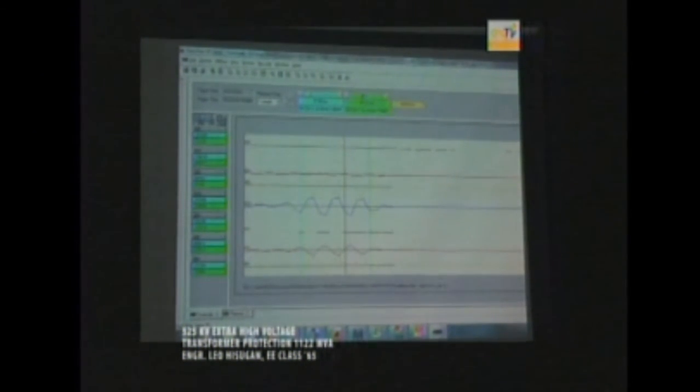So what about here? What kind of phase fault came up? Is it an A phase fault, a B phase fault, or a C phase fault? Who said A phase? Who said B phase? Who said C phase?